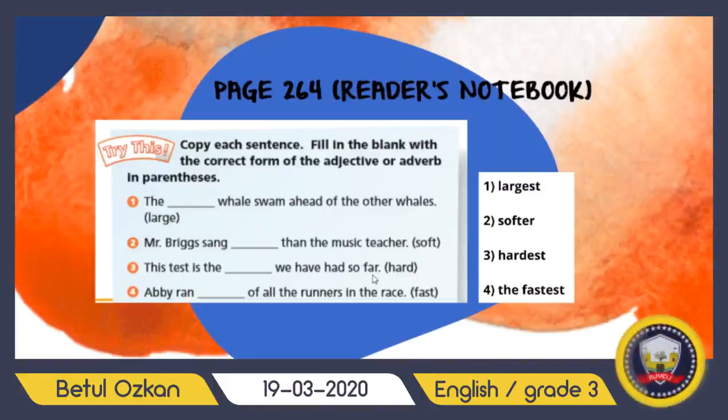Perfect. If you are ready, let's move to sentence 4. It says Abu ran of all the runners in the race. I compare Abu with other runners. There are more than 2 runners. So in this situation, I'll put the fastest. Abu ran the fastest of all the runners in the race.